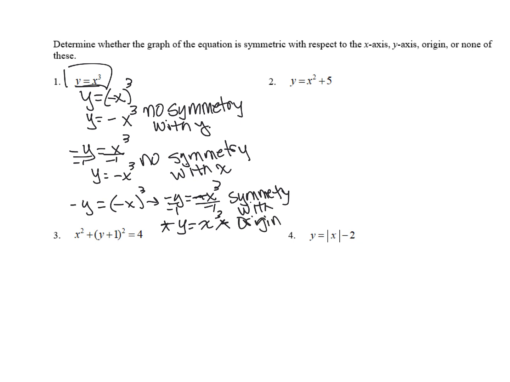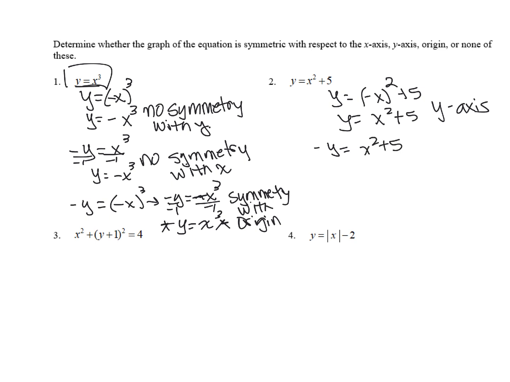Okay, so let's try another one. When we plug in negative x into y equals x squared plus 5 and simplify, we get y equals x squared plus 5, which is the exact same thing. So therefore, this has symmetry with the y-axis. Let's check it for the x-axis. We're going to plug in negative y equals x squared plus 5. And again, you divide by negative 1, you get y equals negative x squared minus 5. So that does not have symmetry with the x-axis.